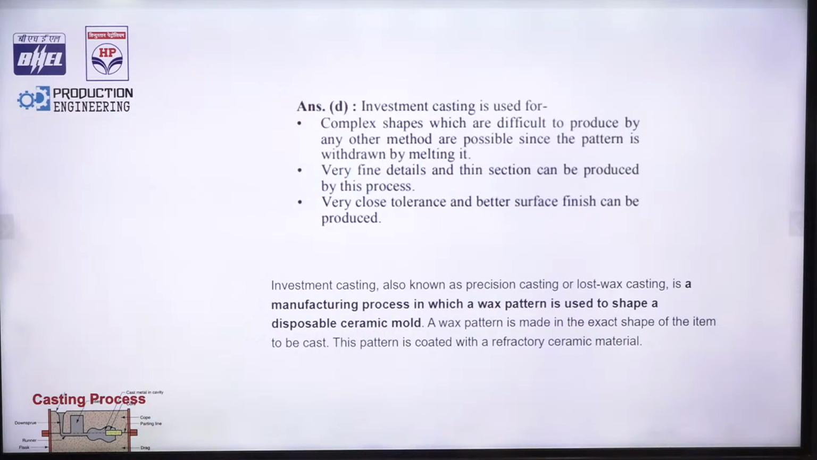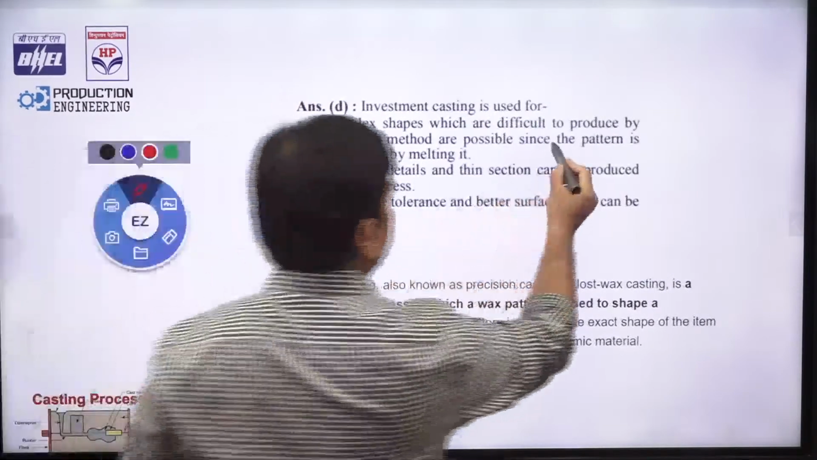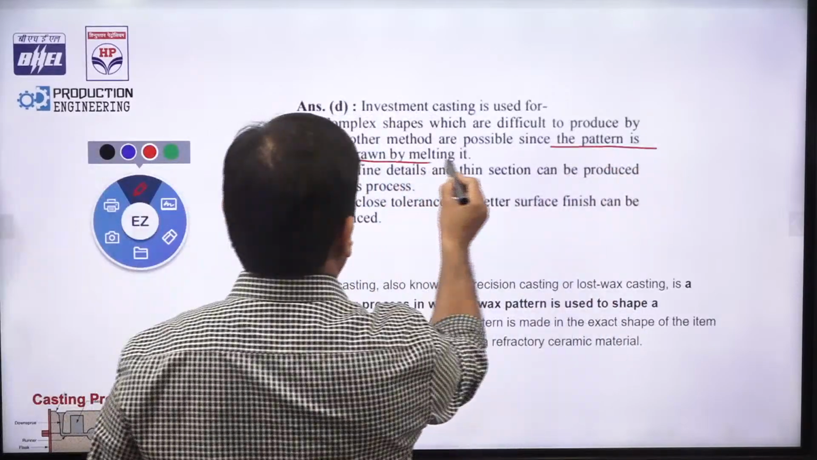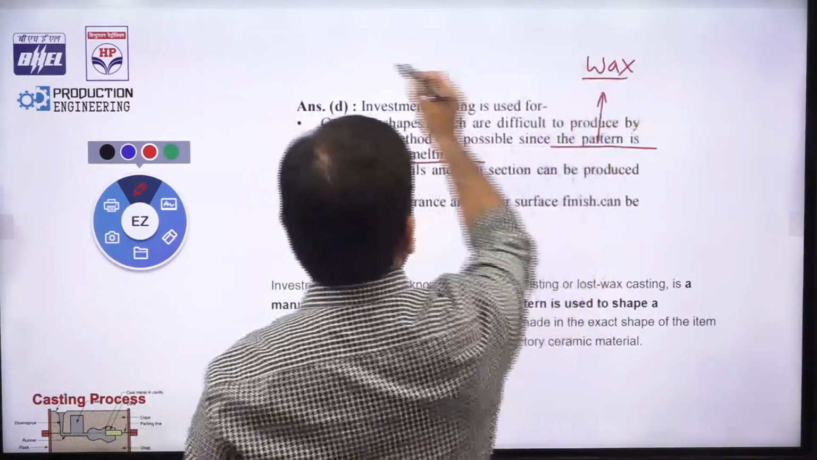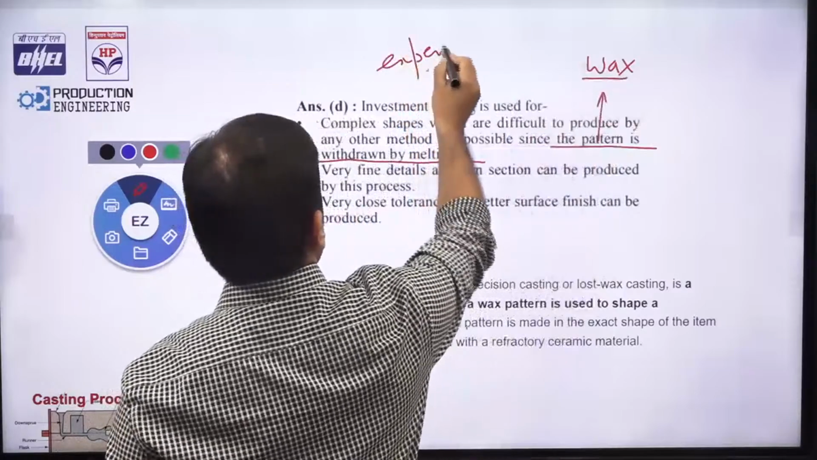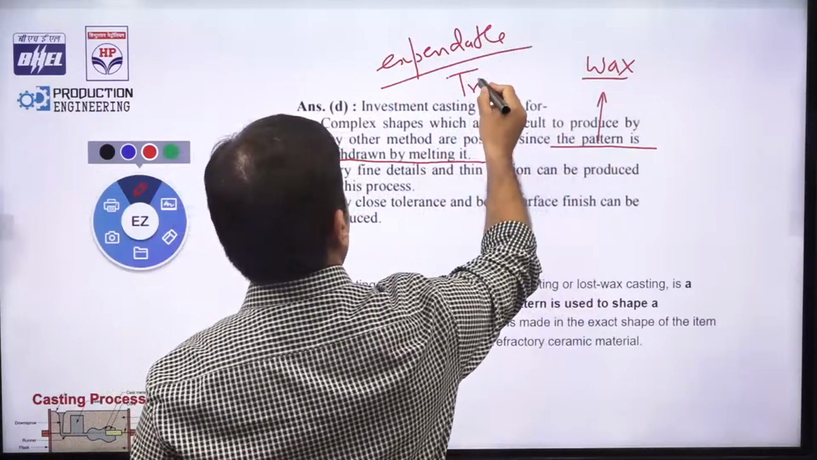here is withdrawn by melting. This is a very, very important part. The pattern here is basically the expandable pattern, that is a wax pattern. Expandable pattern बोलते हैं इसको. Expandable pattern. Expandable pattern and pattern tree is used.